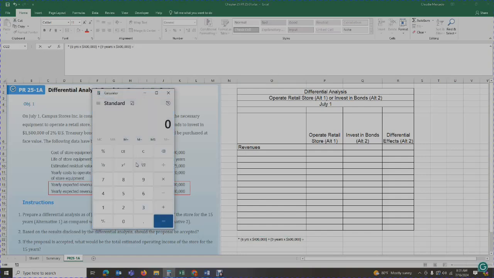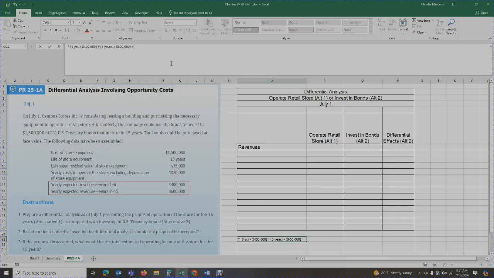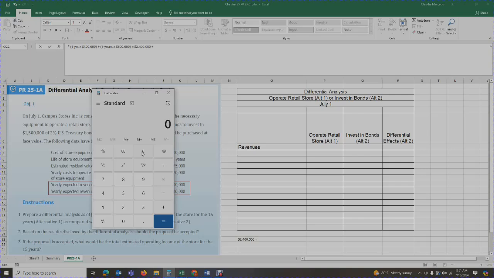Let's get our calculators. So 6 years times 400,000 gives me $2.4 million. 2,400,000 for the first 6 years. And then I'm going to add, we've got 9 years at 600,000. That's going to give me $5.4 million.